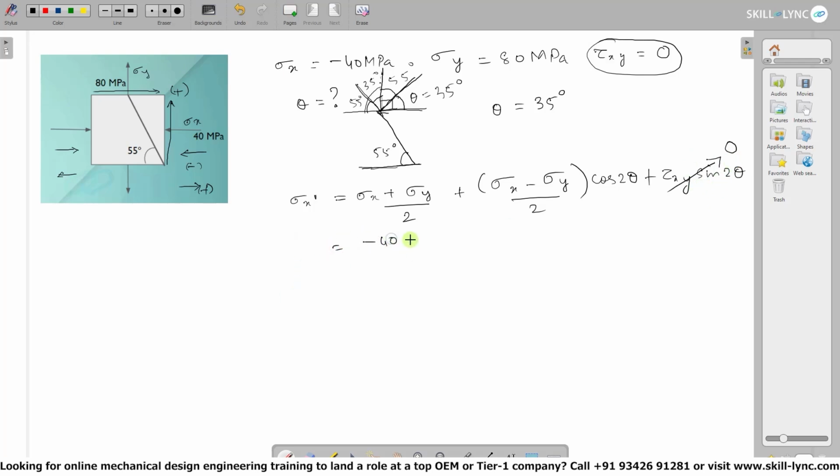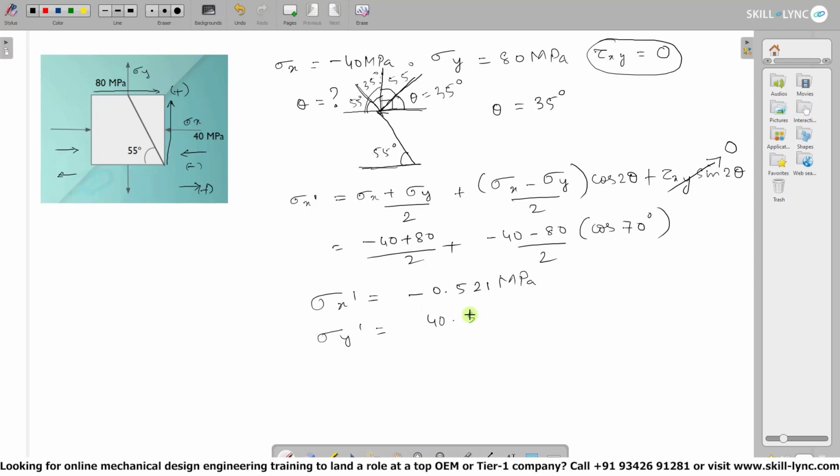And with the rest of the formula, we'll have (minus 40 plus 80) by 2 plus (minus 40 minus 80) by 2 into cos 70 degrees. Now by simplifying, we'll get sigma x dash is equal to minus 0.521 megapascal. Now the value of sigma y dash will be equal to 40.52 megapascal.